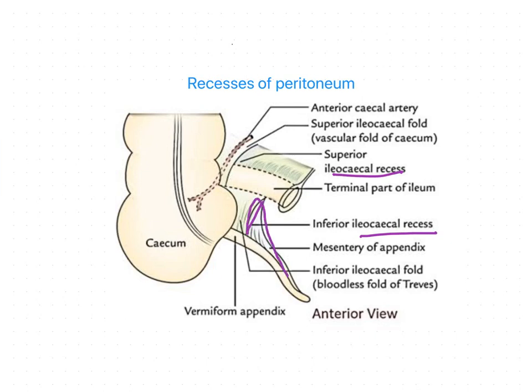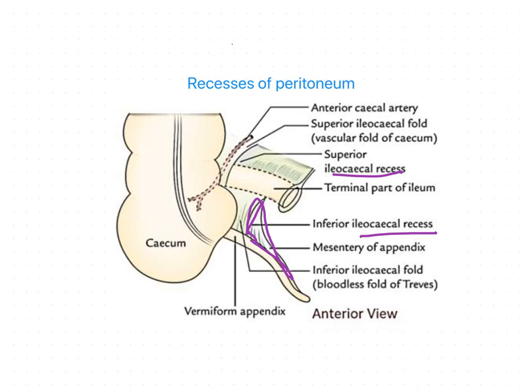Here you can see small folds of peritoneum which are separated from the main peritoneal cavity. These recesses have some clinical importance. Normally, an internal hernia may take place into these recesses. Some kinds of spaces are also present and related to this peritoneum.